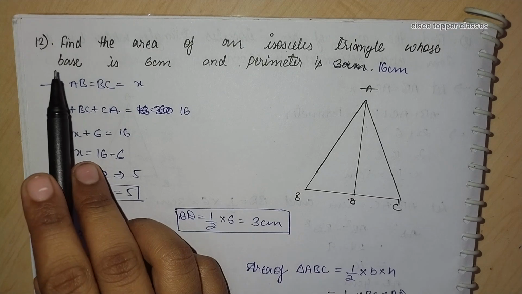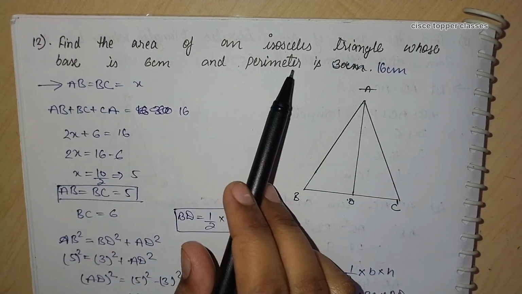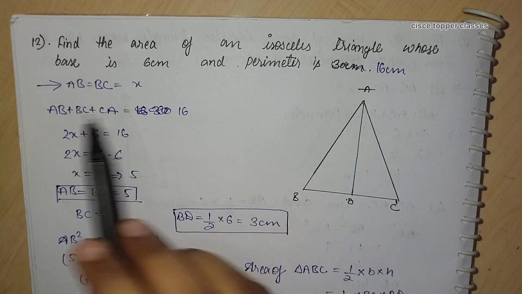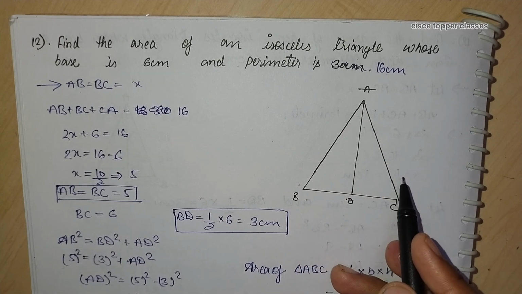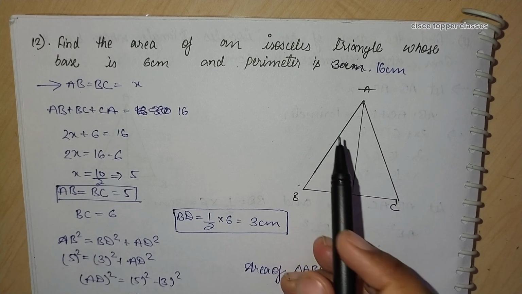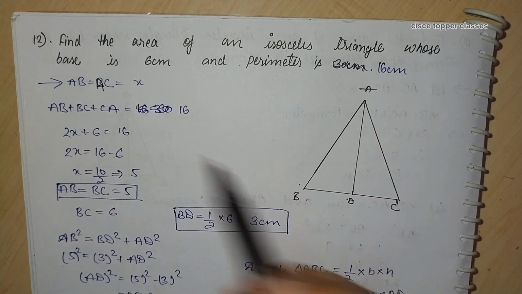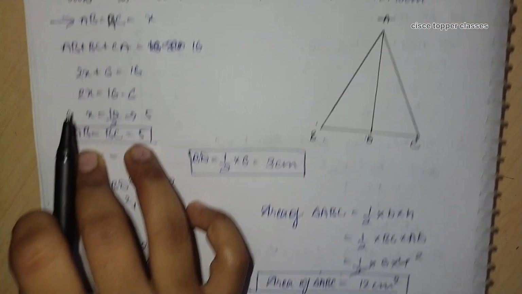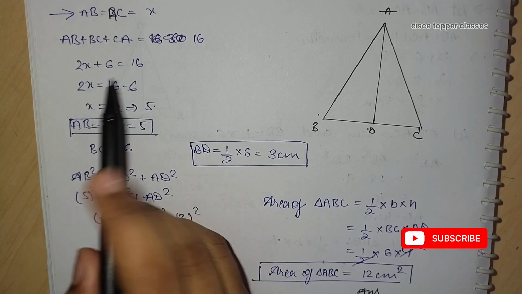11th done. We have the 12th question. We have to find the area of an isosceles triangle whose base is 6 centimeter and perimeter is 16 centimeter. So as we know, perimeter is the sum of all the sides of a triangle. As it is an isosceles triangle, AB is equal to AC, or we can say BC is equal to AC. So we can say AB is equal to AC, which is equal to X. We'll put the value. So on solving that, we can find the value of X from here, and AB is equal to BC, means this is equal to 5.